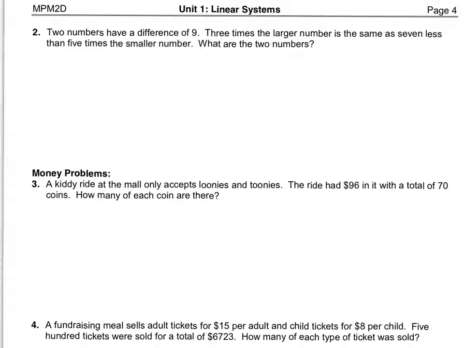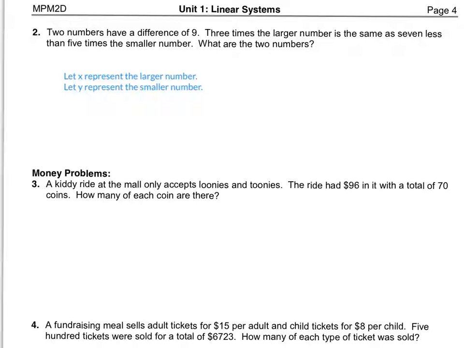Okay, in question number 2, it says two numbers have a difference of 9. 3 times a larger number is the same as 7 less than 5 times the smaller number. What are the two numbers? So I know I need to find two numbers, and the question talked about a larger number and a smaller number. Once again, my let statements are going to be very similar to the previous question. We could let x represent the larger number, and we could let y represent the smaller number.